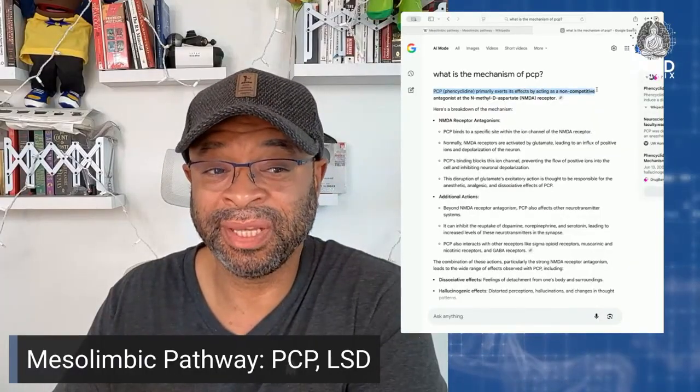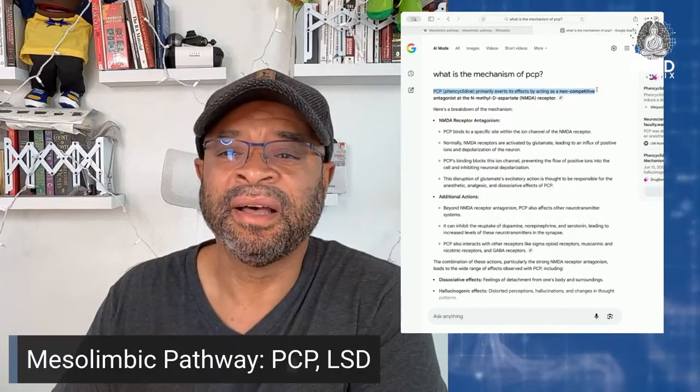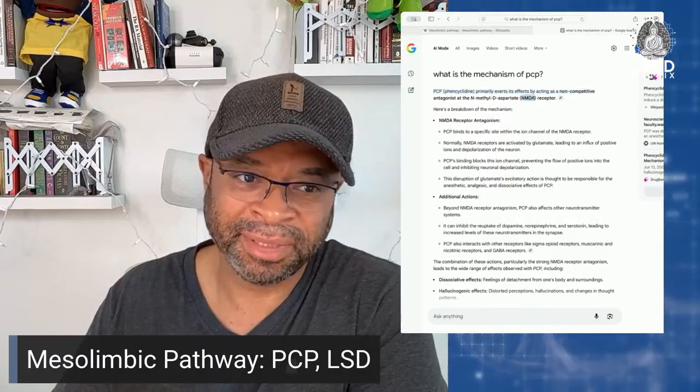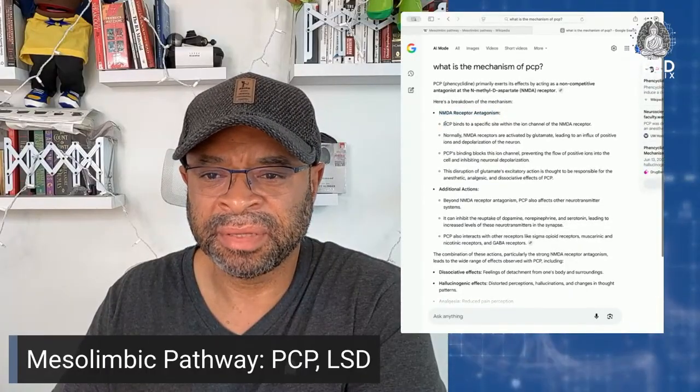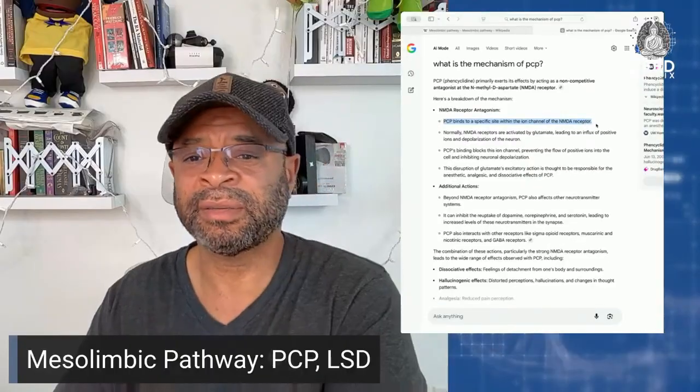PCP primarily exerts its effect by acting as a non-competitive antagonist. It doesn't have to compete for the site on the NMDA receptor. Here's the breakdown: NMDA receptor antagonism. PCP binds to a specific site within the ion channel of the NMDA receptor. Now, remember, this is a glutamate receptor, so it's a type of glutamatergic receptor.